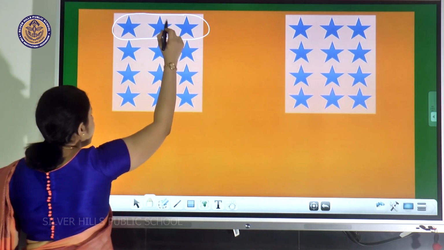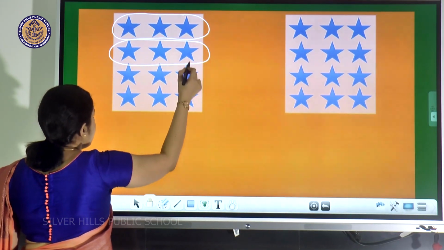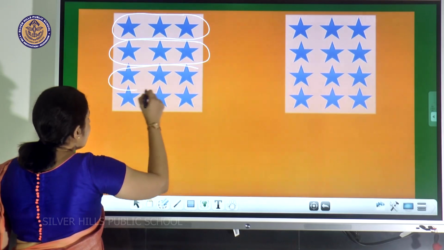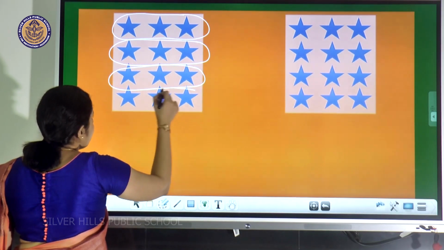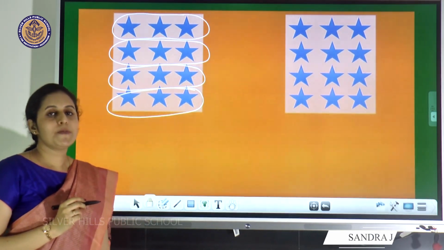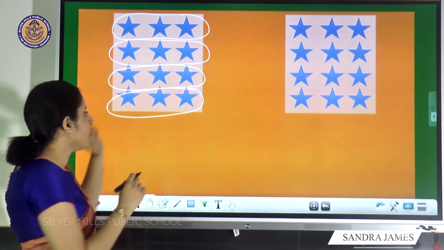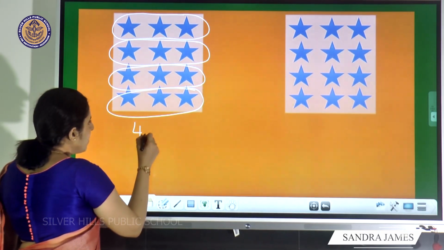Group 1, another group here, a third group here, and a fourth group here. So, how many groups did I make? 4 groups. 1, 2, 3, 4. 4 groups.